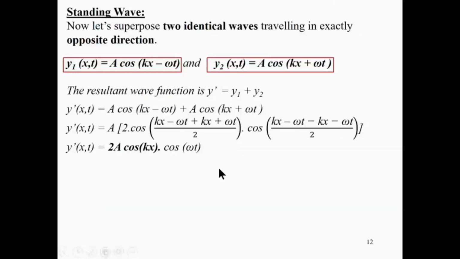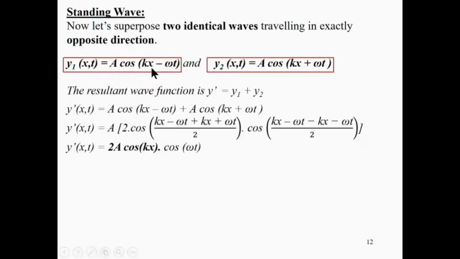So now the next important part is standing waves. What is a standing wave? Let's see what is going to happen if you superpose or interfere two identical waves traveling in exactly opposite directions, right? So you will have these two equations, a cos(kx minus omega t).